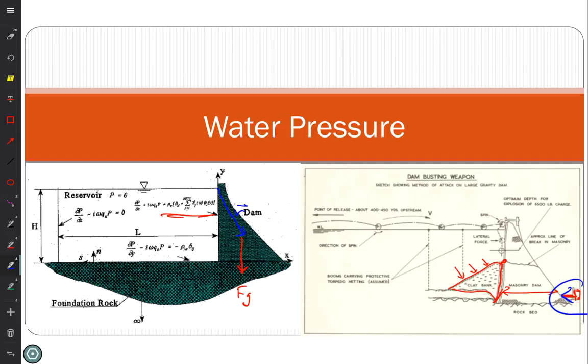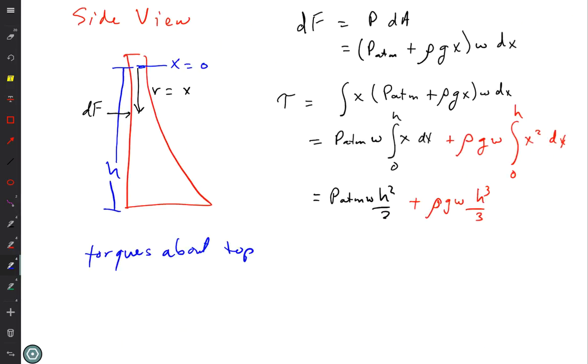Did you have a question? Okay. So I've done a calculation of the net torque. What if I want to do the calculation of the net torque about the bottom instead of about the top? What would I have to do differently?